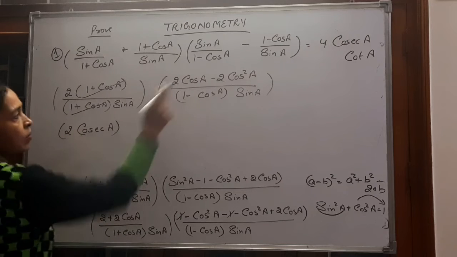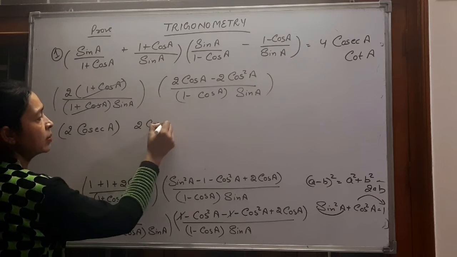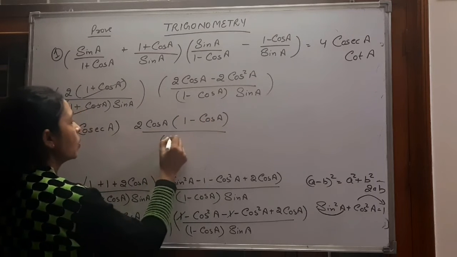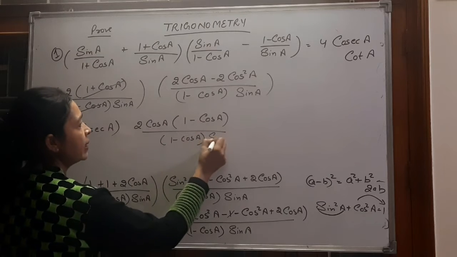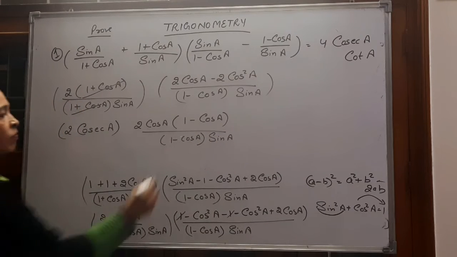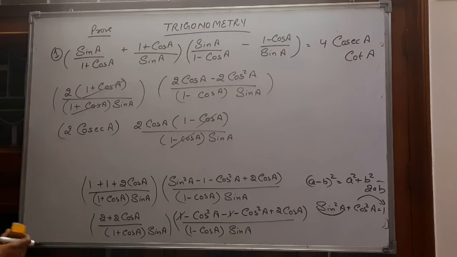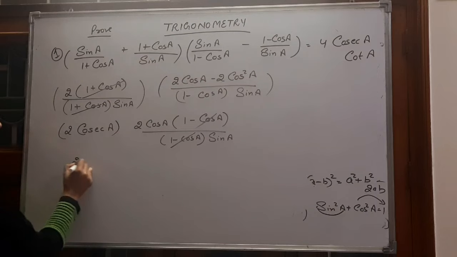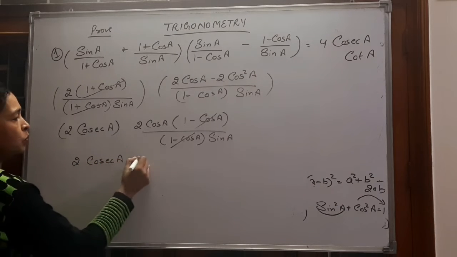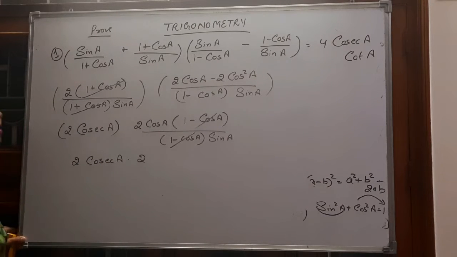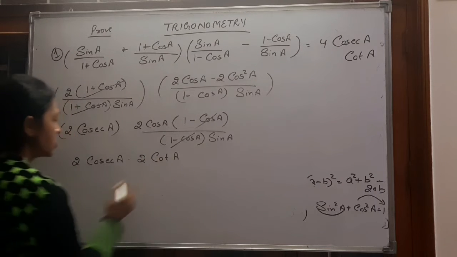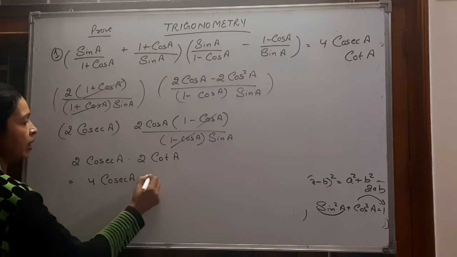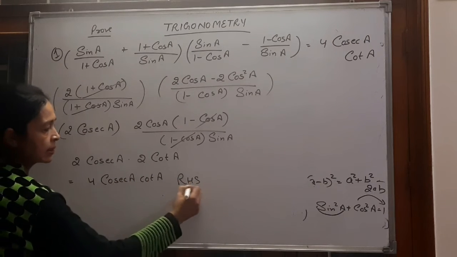Now, in this case, what is common? 2 cos A is common. What is left inside? 1 minus cos A upon 1 minus cos A and sin A. 1 minus cos A, 1 minus cos A, both get cancelled. What are we left with? 2 cosec A into 2 cos A upon sin A. What is cos A upon sin A? Cos A upon sin A is cot A. So our final answer is 2 into 2, 4 cosec A cot A, which is equal to the right hand side. Clear?